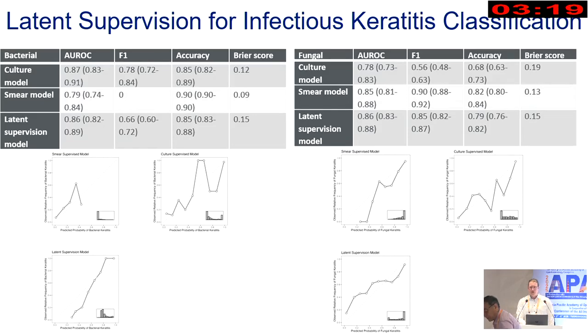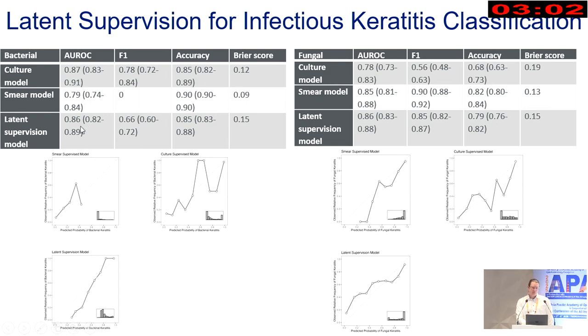And it turns out if you do this for infectious keratitis, it works quite well. If we use just the cultures as our labels, we can get decent predictions for bacterial keratitis, but not so much for fungal keratitis. If you use the smears to define your labels, it doesn't work very well for bacterial keratitis, but it does for fungal keratitis.